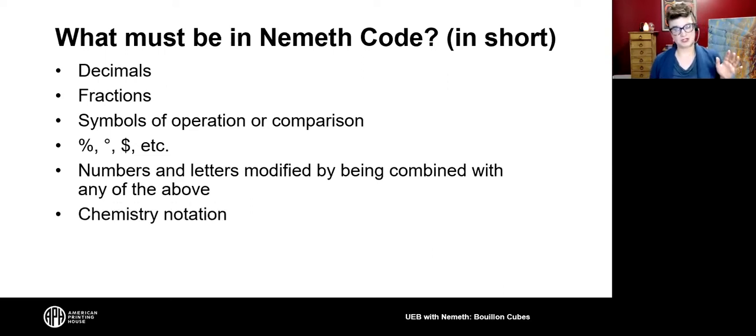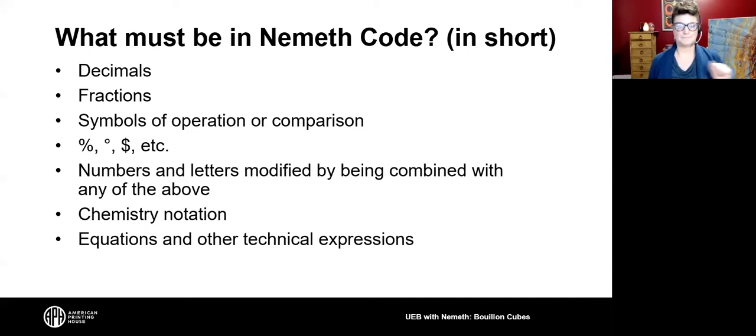Any chemistry notation. We saw earlier H2O, for example, has the subscript, so it has to be in Nemeth Code. I'm not going to go too far down the chemistry rabbit hole, but there are some interesting rules about chemical symbols, which are the letter or letters that represent a chemical element. And of course, we have to have equations in Nemeth Code in our UEB with Nemeth transcriptions: 2 + 2 = 4, and other technical expressions, H2O, or 4 is greater than 2, etc.